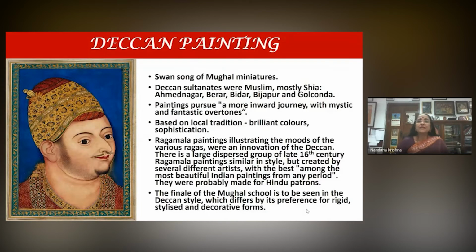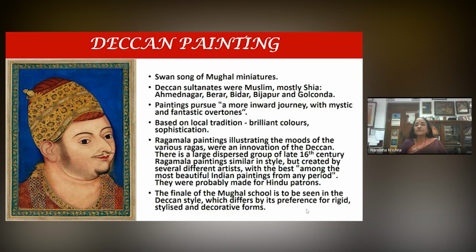The swan song of Mughal miniature painting was to be seen in the Deccan, where the Muslim sultanates were primarily Shia: Ahmednagar, Berar, Bidar, Bijapur and Golconda. For them, painting was more of an inward journey with mystic and fantastic overtones. So to that extent, there was a lot of Hindu influence in Deccani painting. It was based on local tradition, brilliant colors, and this is a time when the Ragamala paintings first appeared, which were an innovation of the Deccan school of painting.